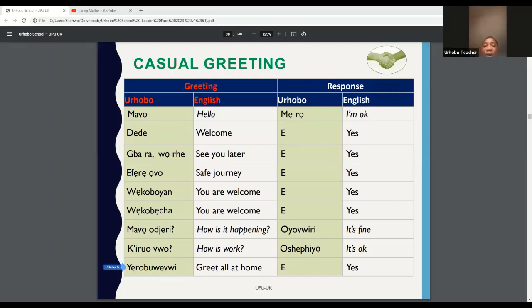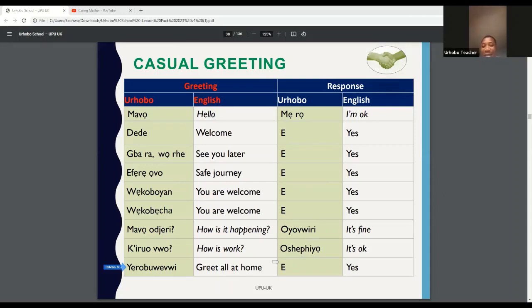Yerobuwewi. Remember when we were doing the first segment, the younger to older, we said Uwewi is home. Now we're meeting here again. Yerobuwewi means greet home, greet all at home. So if you come to visit me and you are going back, I will say Yerobuwewi. That means greet everybody at home.